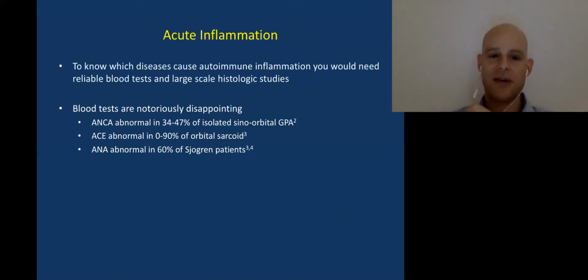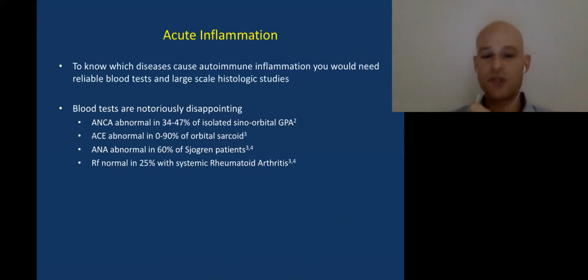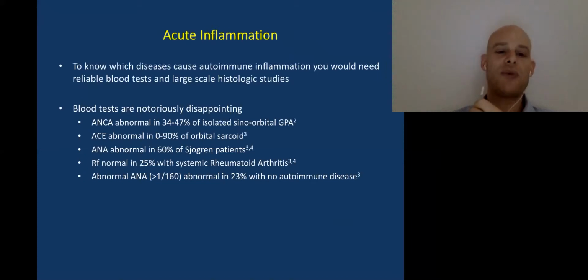ANA testing, or anti-nuclear antibody testing, is abnormal in only about 60% of patients that have Sjogren's disease. Rheumatoid factor can be normal in 25% of patients that have systemic rheumatoid arthritis, and ANA testing is abnormal in 23% of patients with no autoimmune disease. So in other words, you can have completely normal testing when the patient does have these diseases, and you can have abnormal testing when the patient doesn't have some of these diseases. So blood testing is notoriously disappointing.